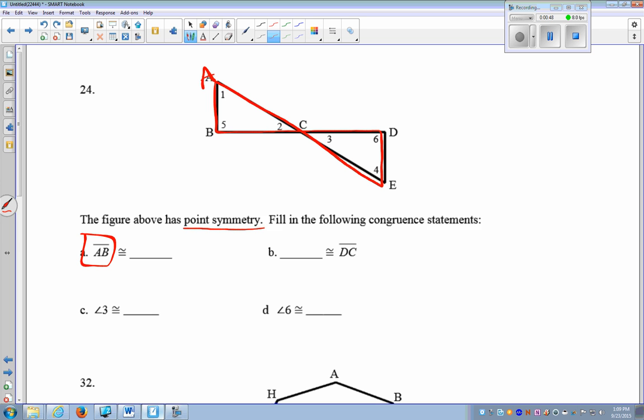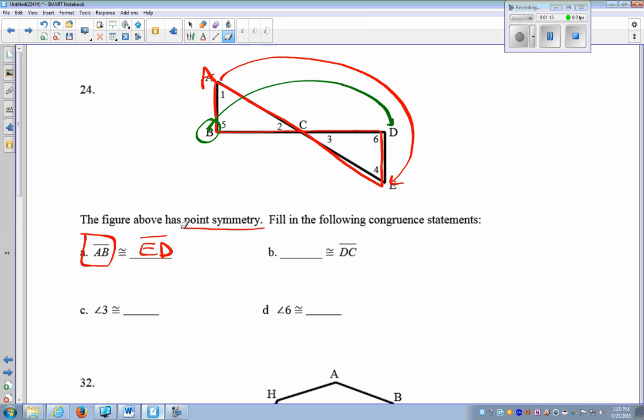Well, we just said that if we rotated 180 degrees, angle A found its way to angle E. So if we look at our picture again, and I want to find out what goes with angle B, if we rotated that 180 degrees, half circle, we're going to end up at angle D. So that's the answer for letter A.